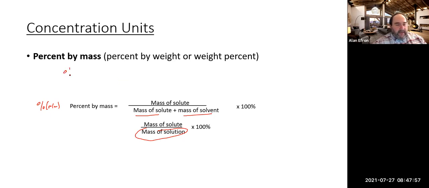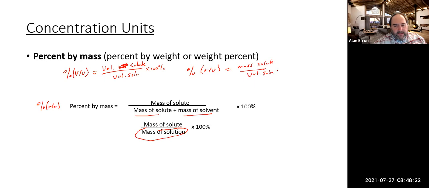There is also percent volume to volume that we talked about, which was the volume of solute divided by the volume of solution times 100%. And remember, there was percent mass to volume, which is the mass of the solute divided by the volume of the solution times 100%. So these were several percent concentrations that we used. We also talked about how to use those as conversion factors as well.